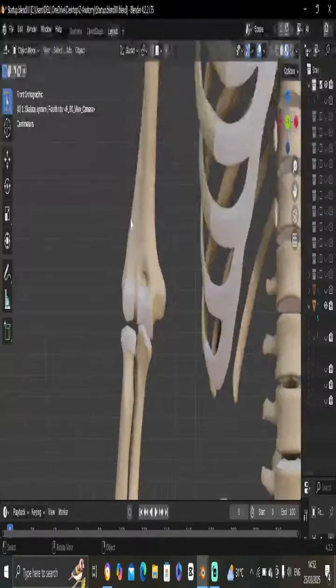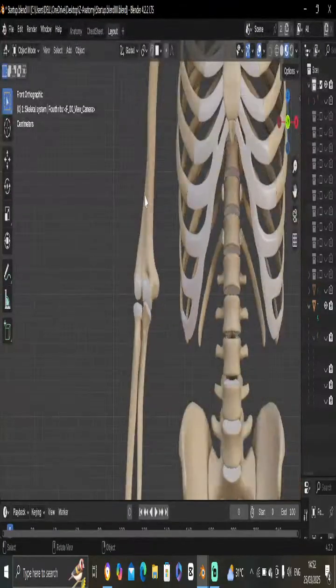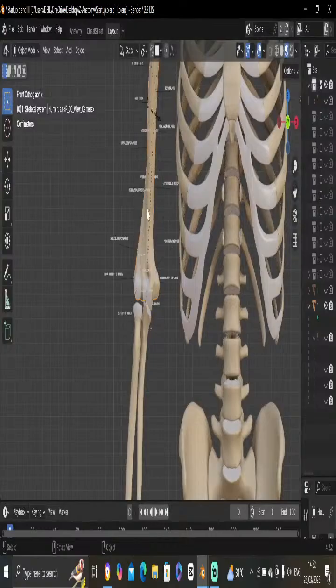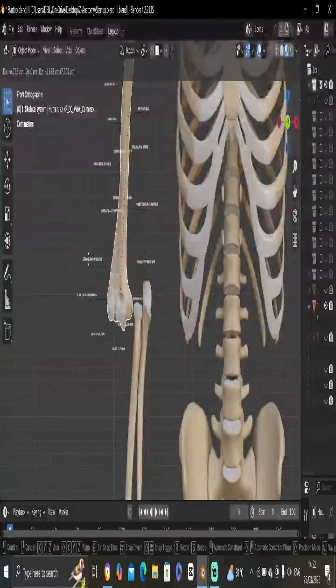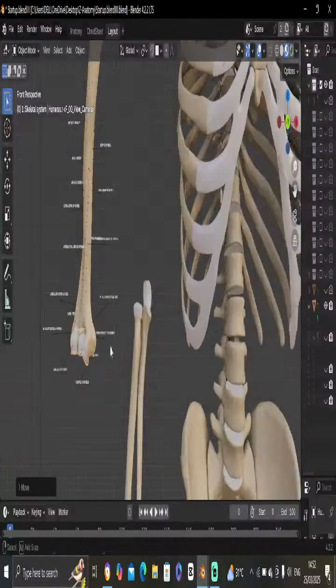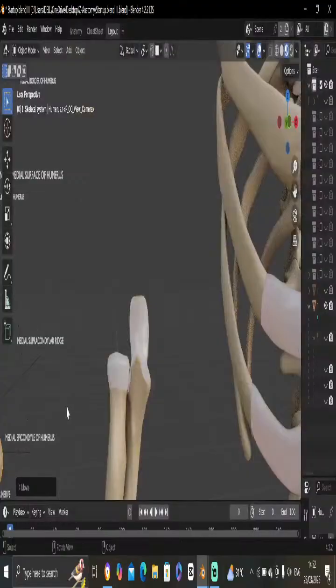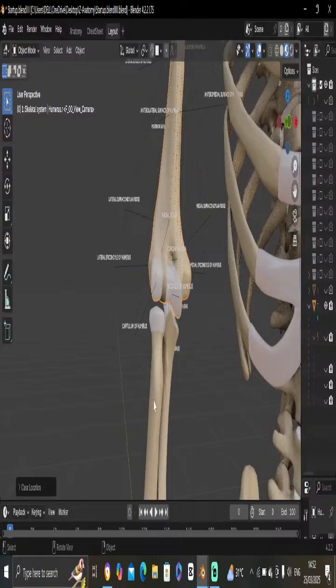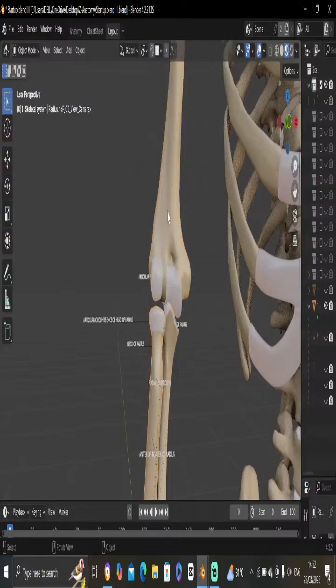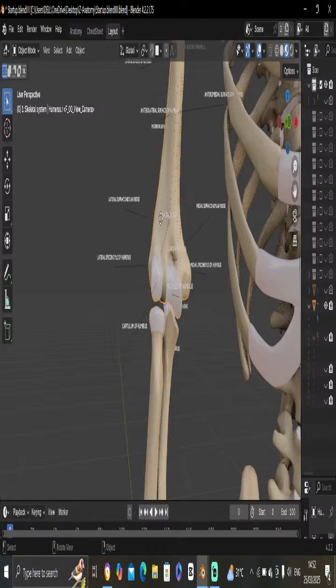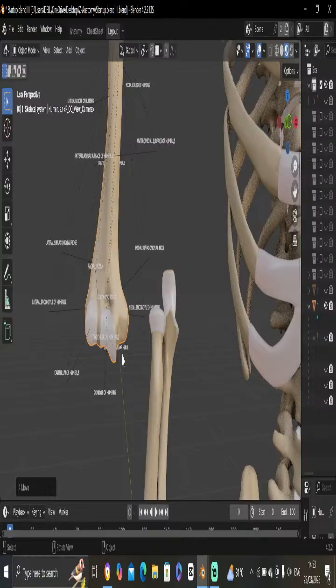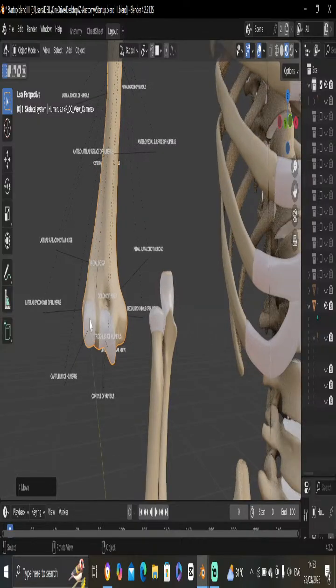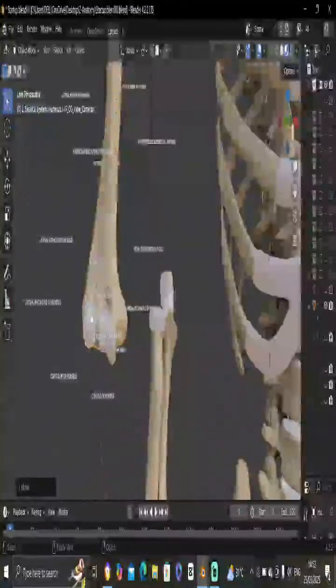Let me try to separate the humerus from the ulna and radius so that we can see. Let me bring it back to its anatomical position and hide the ulna and radius. Let's just bring it out a bit. I think that might be better for us. Okay, so this is the capitulum. This rounded structure is the capitulum, while the medial articulating surface is known as the trochlea.